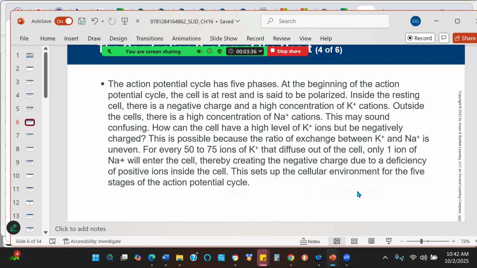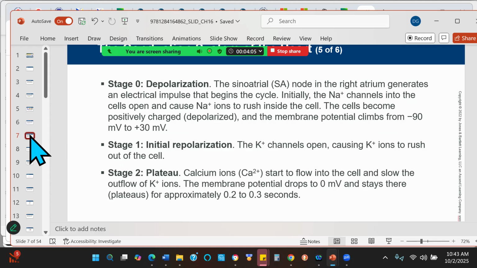Honestly, you don't need to know a lot about that, but it has to do with sodium and potassium exchange. For every 50 to 75 ions of potassium, they've actually got it pinned down, 1 ion of sodium will enter the cell. But that is so important, and it's that exchange of sodium and potassium that causes the impulse to be conducted through the heart. So sodium and potassium become really, really important to all of us.